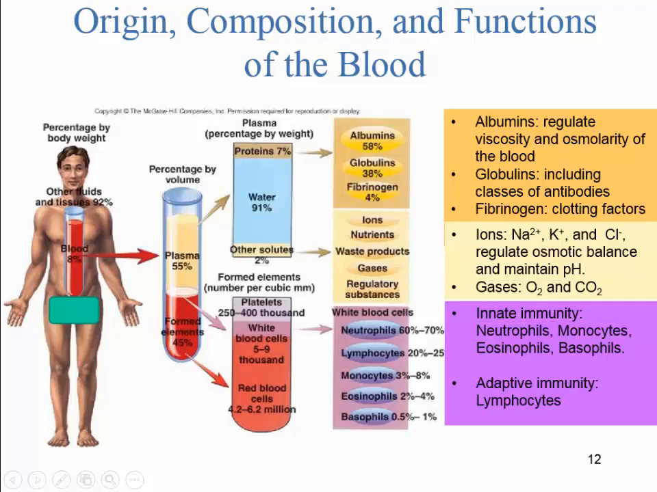Our white cells that make up the blood consist of predominantly neutrophils, a small amount of lymphocytes, and then fewer monocytes, eosinophils, and basophils. The innate immunity consists of the neutrophils, monocytes, eosinophils, and basophils. This is all Chapter 14, and we'll be discussing these further. The adaptive immunity is that of lymphocytes, and these are in Chapter 15.